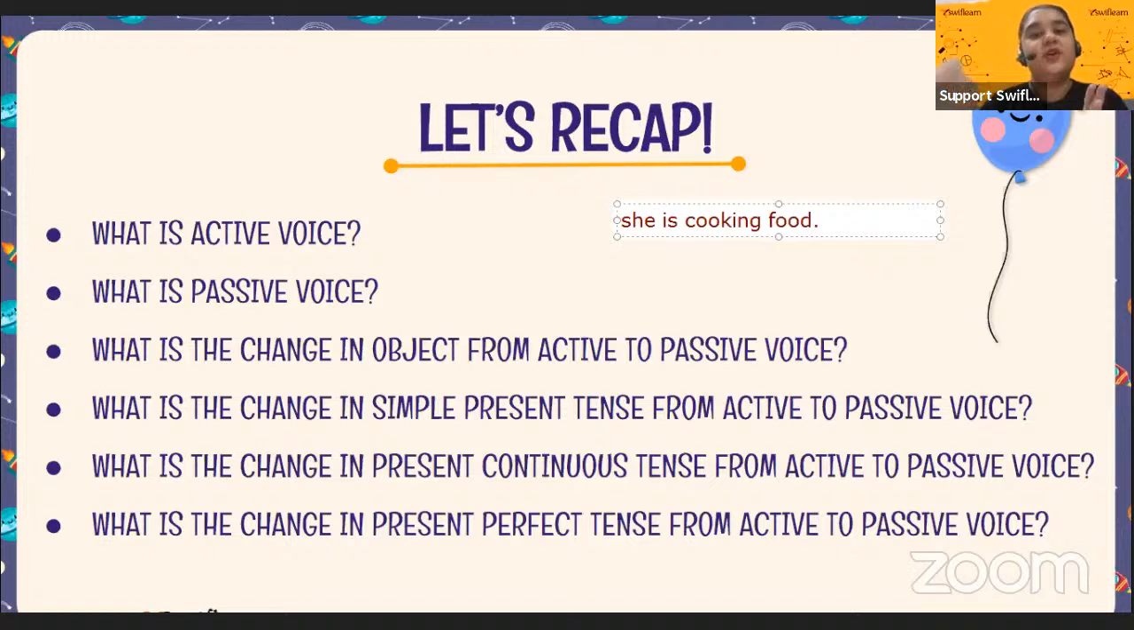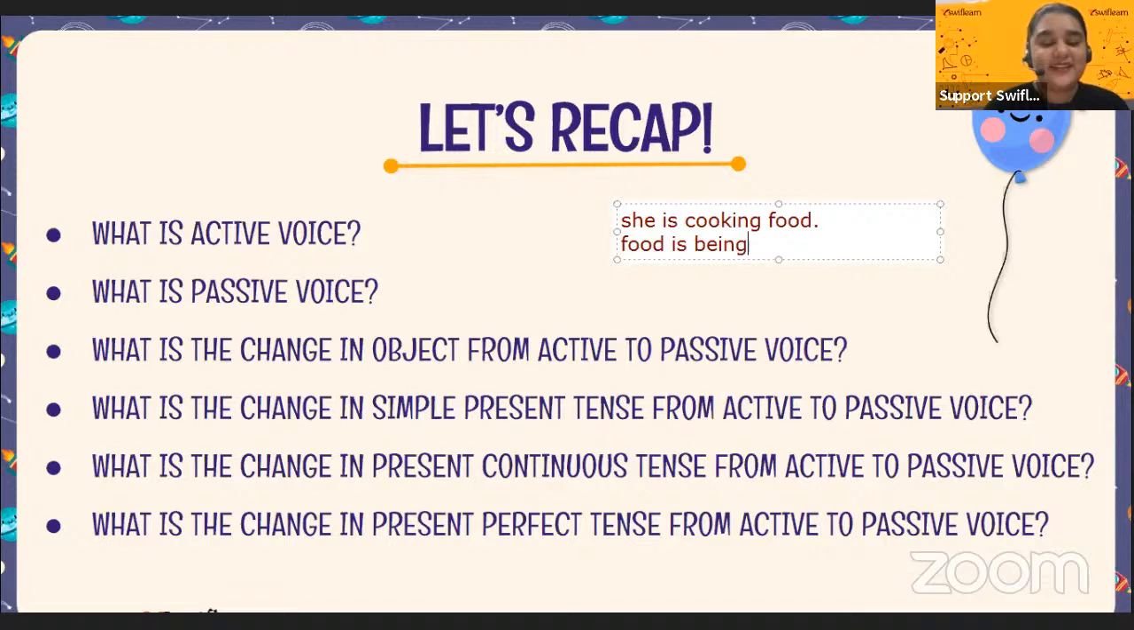First of all, we know this is present continuous tense. So in present continuous tense, how will you convert it into passive voice? Remember the rule? Subject plus is/am/are plus being plus verb third form plus by and plus object. Very good. So food is being, tell me the third form of cook. Comment me.